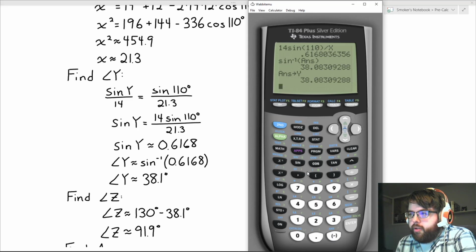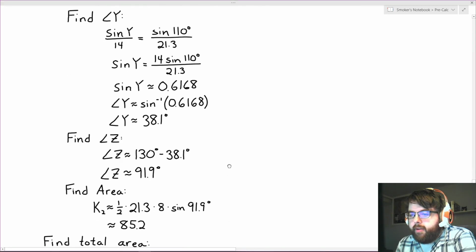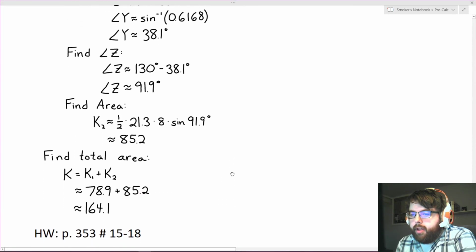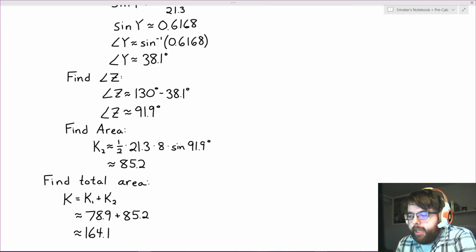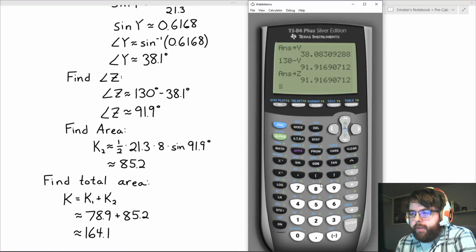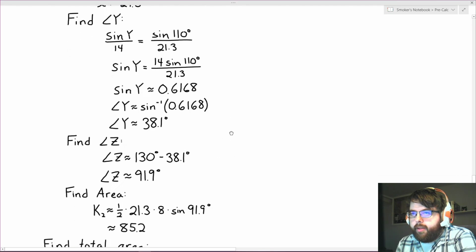Okay, so then I also have z, so I'm going to do 130 minus alpha y and get 91.9, and that's going to be stored. I'm going to store that in alpha z. Okay, so now I have x, y, and z with rounded values, and I can then, when I go to find the area, and this is the reason I wanted to show you this, I can do 1/2 times, and then 21 was my x. Was it my x? Yes, 21 was my x.